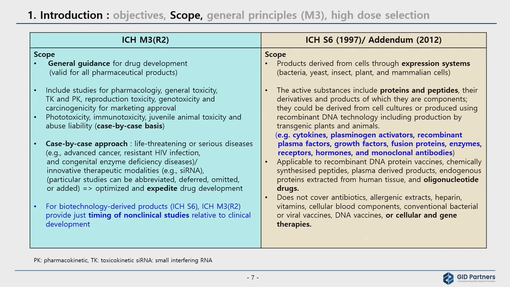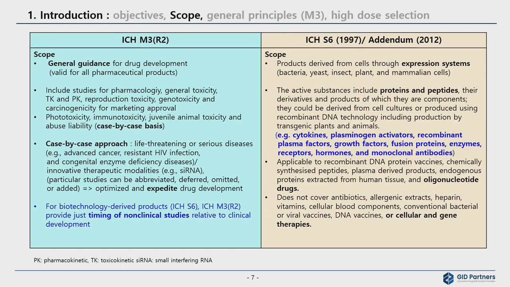The next is about scope. As I said, M3 is a kind of general guideline, so it encompasses all pharmaceutical products. Pharmacology, general toxicity, and other studies are included. Phototoxicity, abuse liability, and immunotoxicity are on a case-by-case basis. And for life-threatening drugs and new modalities, a case-by-case approach is also taken. So that's part of the scope for M3.